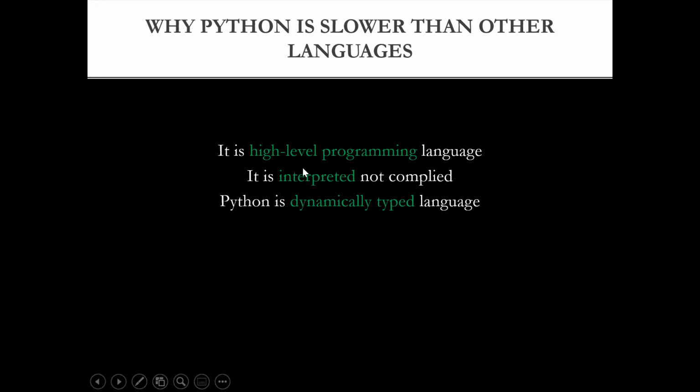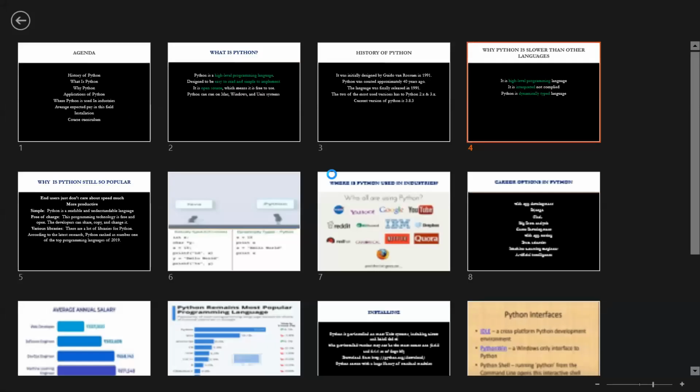So these three are the parameters that are affecting the speed and performance of this language. Let's look into the first parameter. It says it is a high-level programming language. So what do I mean by that? Let me explain this.